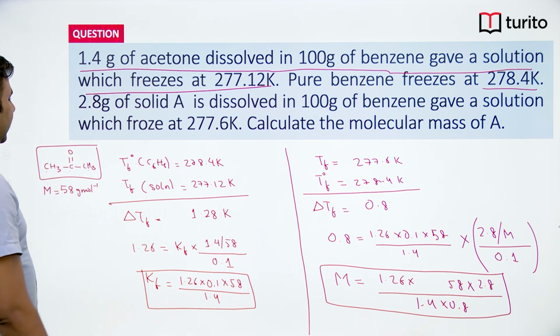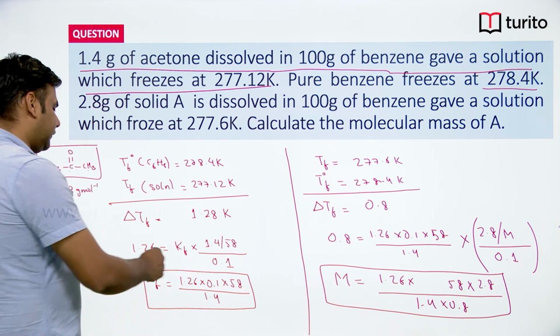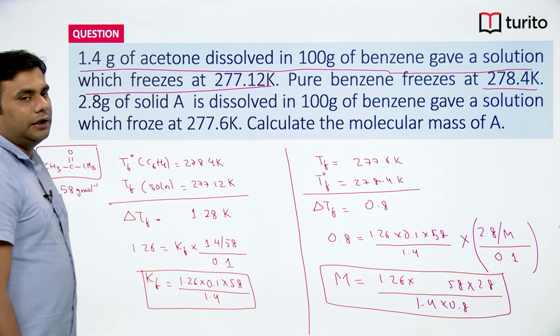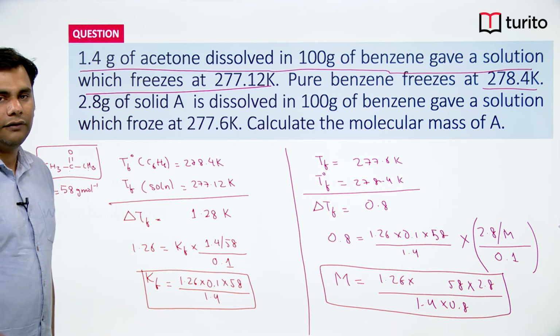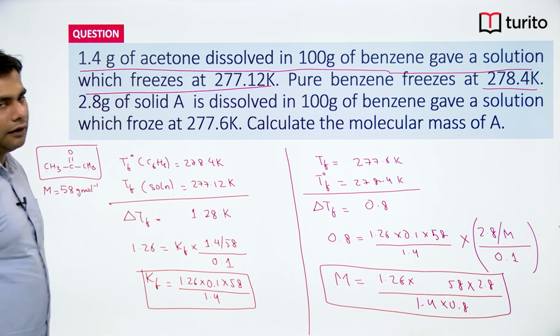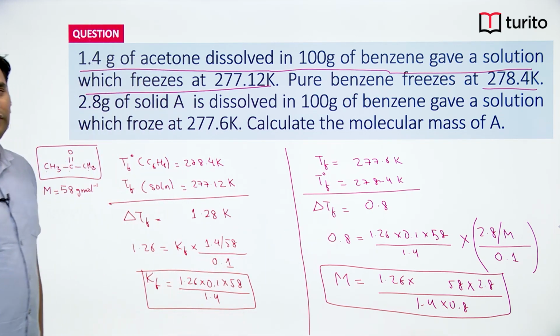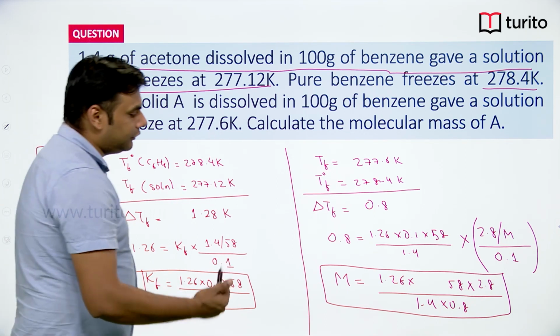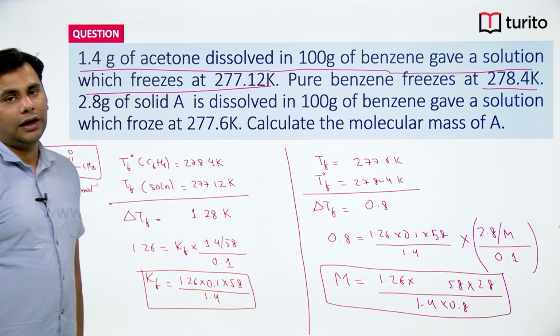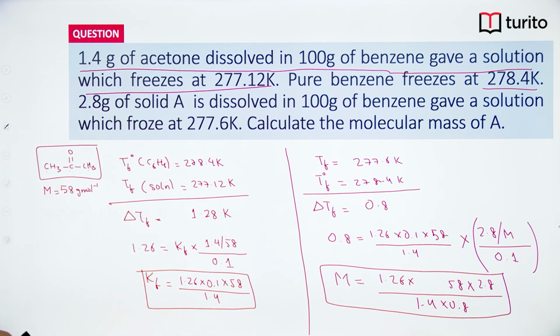Okay, so we'll get that by using the equation, and then we'll plug in this value of Kf, because every solvent has a different value of Kf, and the solvent remains the same in the second part. So we'll use this value of Kf and we'll get the molality, and through molality we'll get the number of moles. From the number of moles we'll get the molar mass of the unknown solute A. Okay, hope this is clear to everyone.